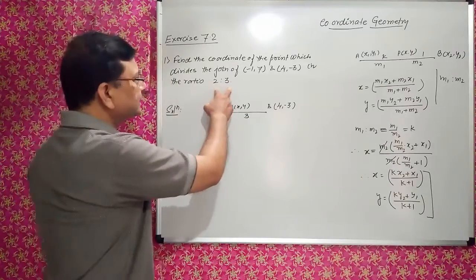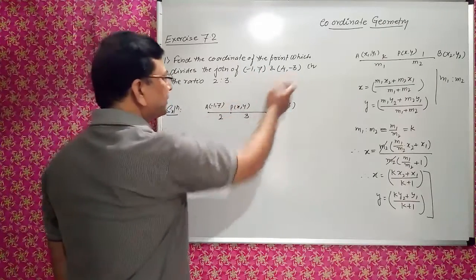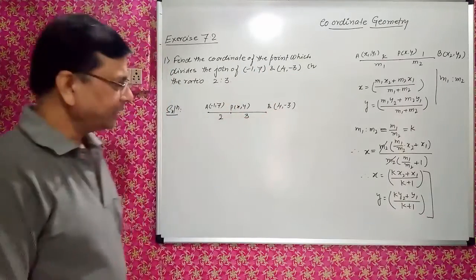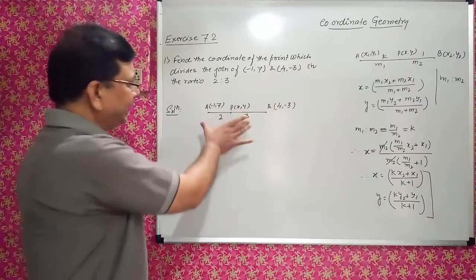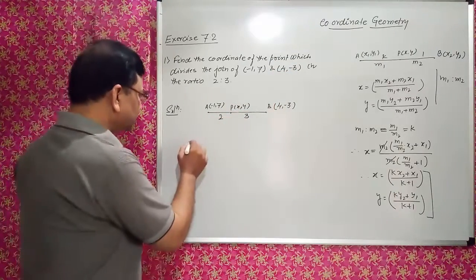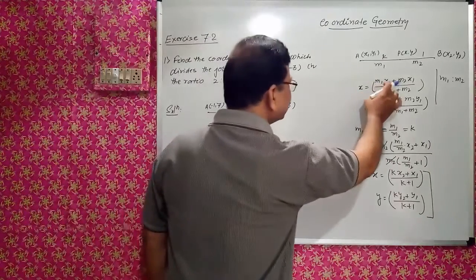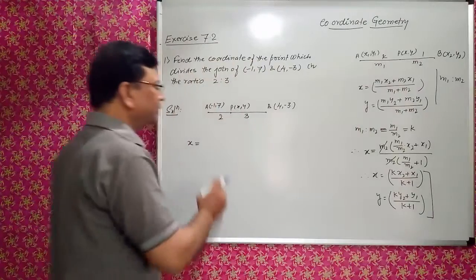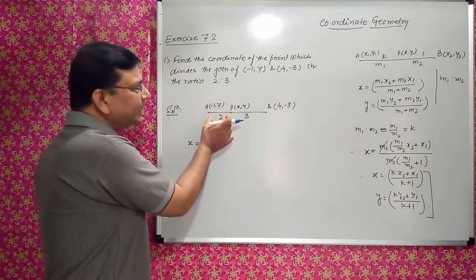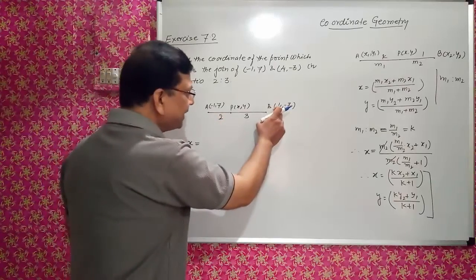2 is to 3 means from this point we are measuring it is 2, and from this it is 3. Now you see, according to that, everything is given, we have to find x, y. So how will we do? So this is x. I will use this formula. X is m1 x2. So you see, m1 is on this side and x2 is on that side. So 2 multiplied by 4.